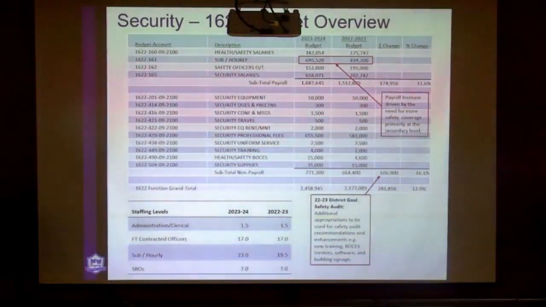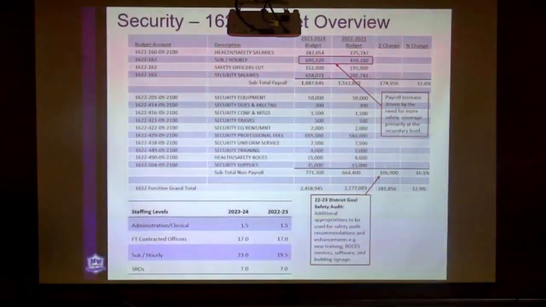There may be some consulting that we need. There may be some software that we need to buy. We know there have been recommendations about signage and training and communications. We've purchased radios. So there are a number of things that we're going to have to carry out to enhance safety and follow up on some of the recommendations from that safety audit. So that's largely the increase in the sub-hourly rate line, and some of those other items are driving this overall budget-to-budget increase of about 12.9% in safety and security.